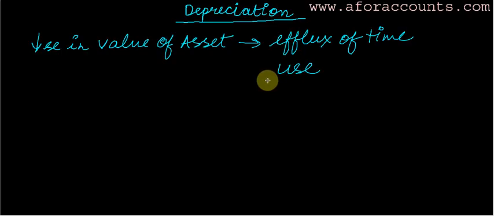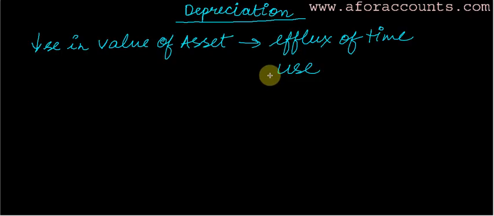So we charge a depreciation on the machinery so that at the end of the 10 years we go and sell it in the open market. Then we will not say that my cost was 1 lakh and I need to reap 1 lakh after say 10 years. So the decrease in the value of an asset due to efflux of time, due to its use, due to wear and tear, due to obsolescence is known as depreciation.